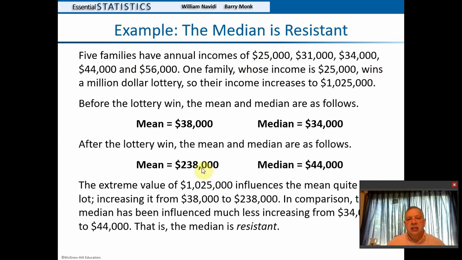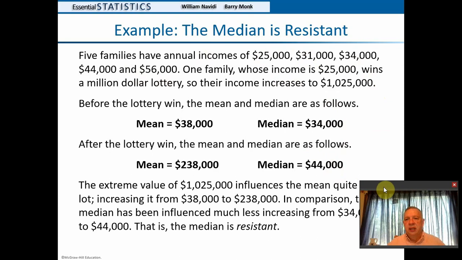And in this case, the mean goes up to $238,000. It didn't matter which way we added these up, they're always going to come up with the mean of $238,000. The median in this case, look, it only went up by $10,000, even though the lowest person all of a sudden got bumped up to the highest and everything else moved down. So this was the lowest now. The median only went up to $44,000. So it is more representative of most of the family incomes in that case.